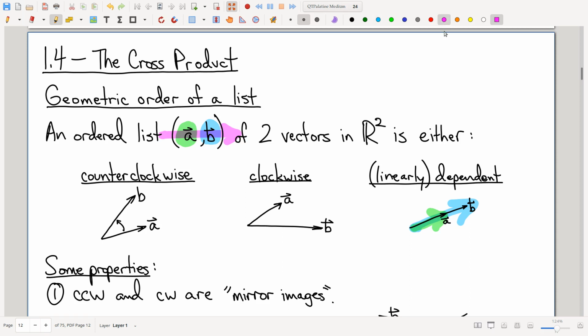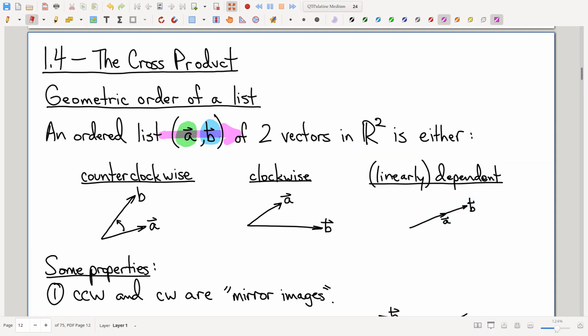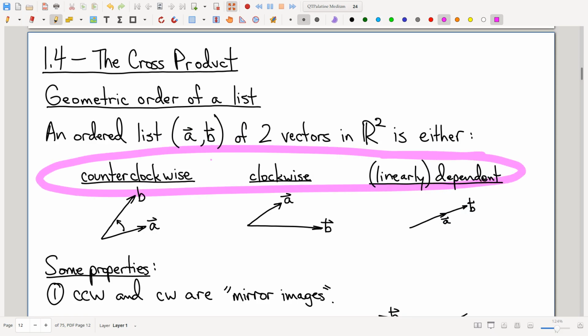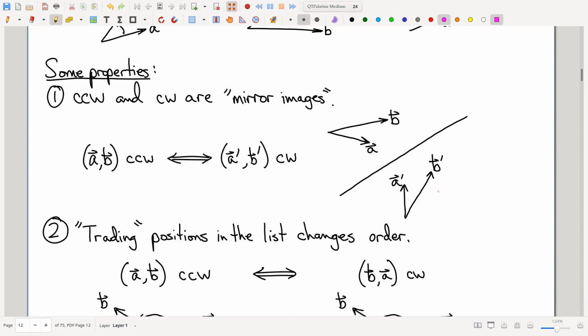What you're going to notice when you think about all the different ways that clockwise or counterclockwise might fail is that they all make for a list that is linearly dependent. In fact, they're exactly the different cases of linear dependence. So this is the complete list of possibilities. When you have lists of 2 vectors in R2, it's always either counterclockwise, clockwise, or linearly dependent. And this is something that's mathematically natural. Counterclockwise is a reflection of clockwise.